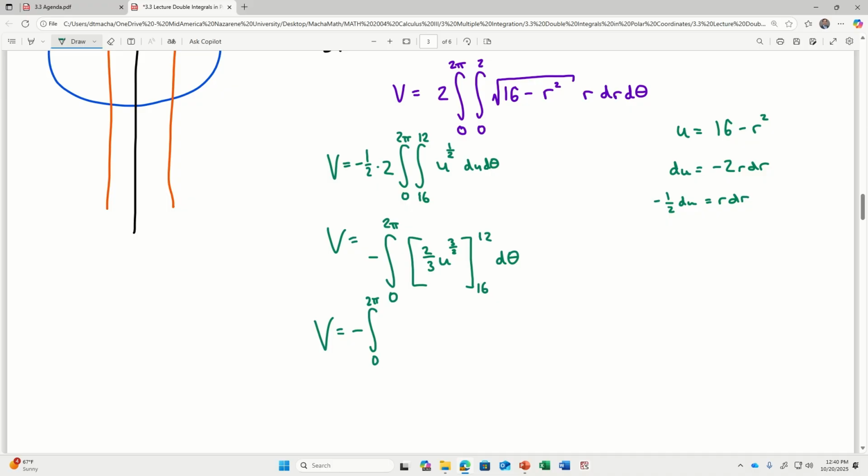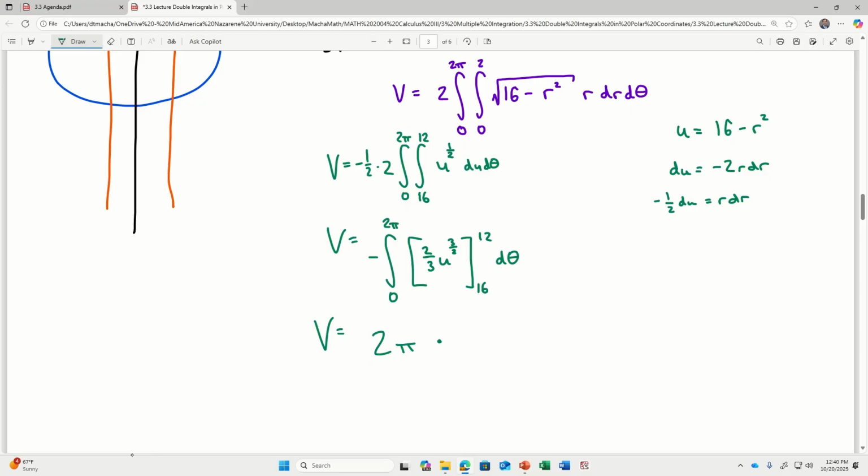And in fact, you can tell that there's no thetas, right? There's no thetas anywhere on the inside. There's no thetas anywhere in the integrand. There's no thetas on the upper bound or lower bound. And so whenever I integrate this thing from 0 to 2 pi with respect to theta, that's also just the equivalent of multiplying by 2 pi.